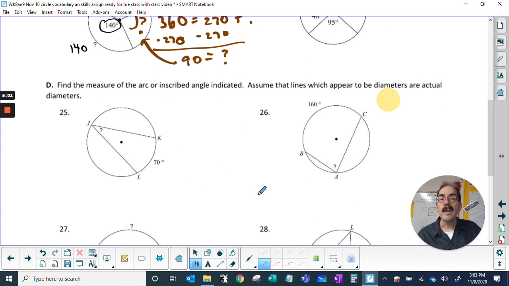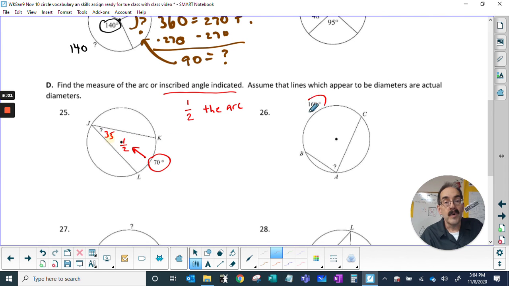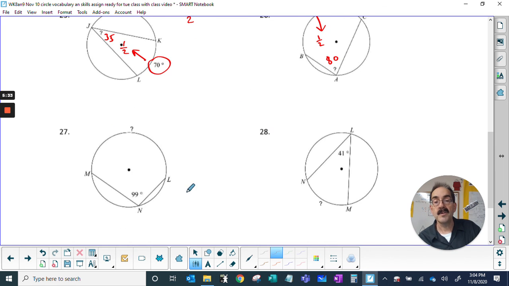Now, inscribed. Inscribed angle is half the arc. Okay? So, 70, half, 35. 160, half, 80. Let's go the other way. If it's half, then we double.